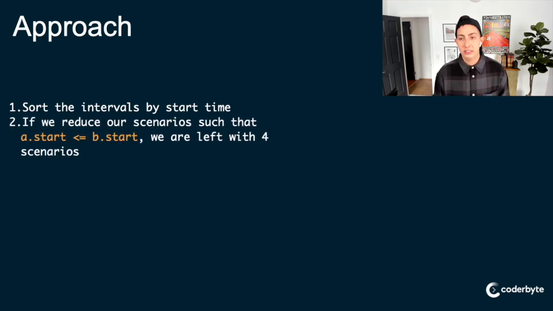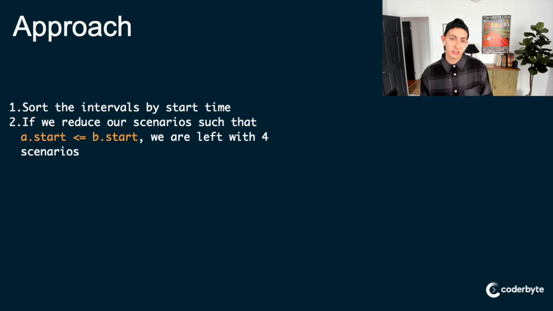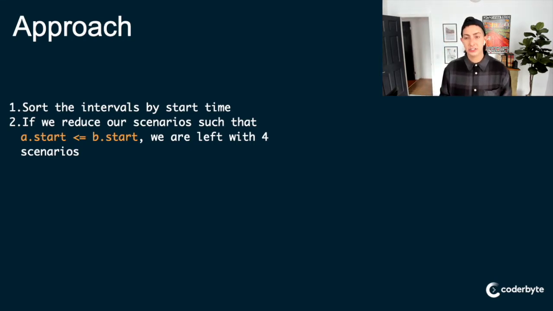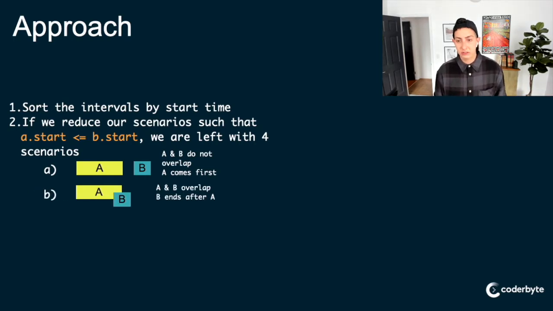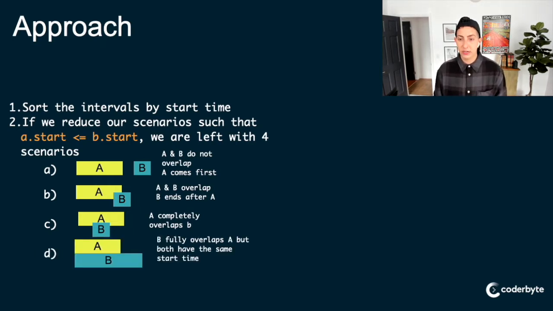If we reduce our scenarios such that A.start is always less than or equal to B.start, we're only left with 4 scenarios. So we've reduced the possibilities for the 2 intervals being compared. The first scenario is that A and B don't overlap, and A comes first. Second, A and B overlap, and B ends after A. The third is that A completely overlaps B, so B is somewhere smack in the middle of A. And finally, one more case where B fully overlaps A, but both have the same start time.